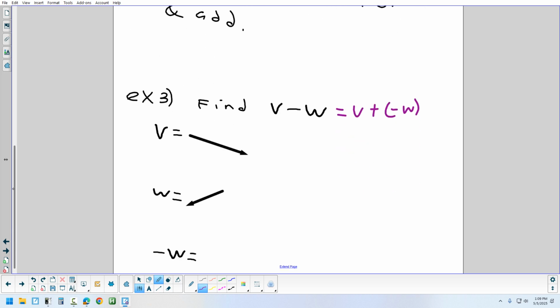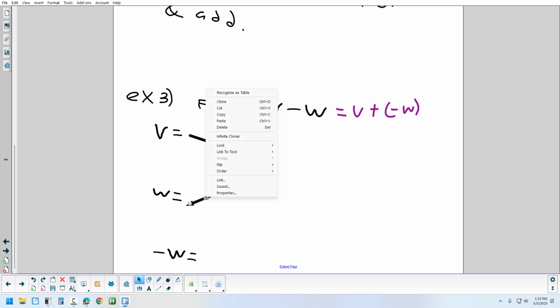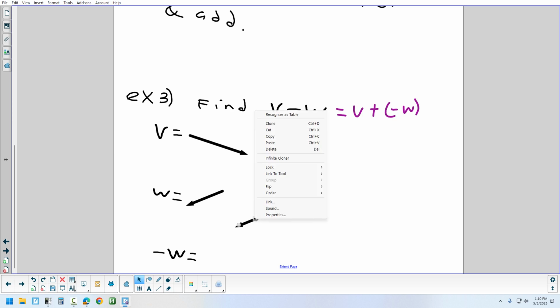Okay, so visually, we've got V, we've got W. First thing I need is negative W. On the smartboard, the easiest way for me to do it is to make a copy of it. If I had a rotate 180, I would do that, but I don't. So I can flip it, and then flip it again. And that's an exact copy that's pointing the other way. Okay, so that is negative W.